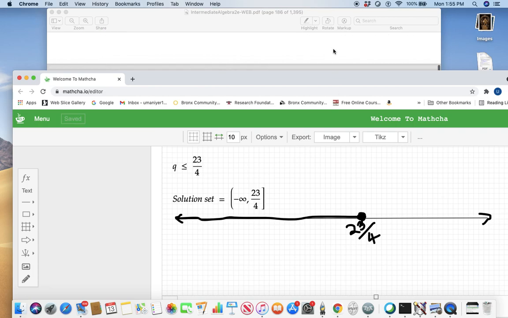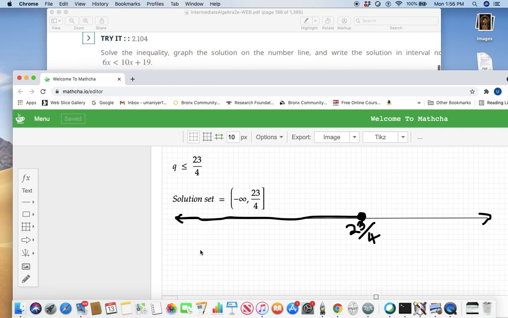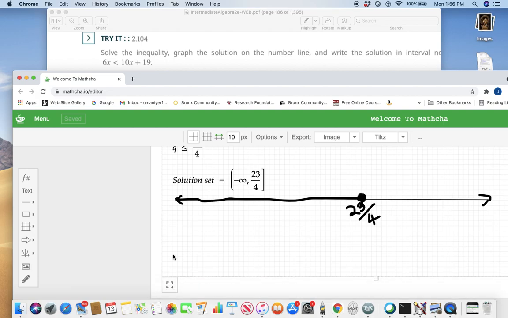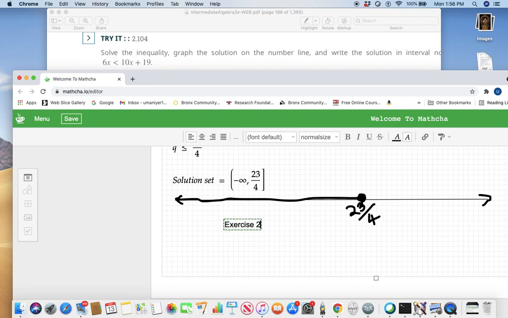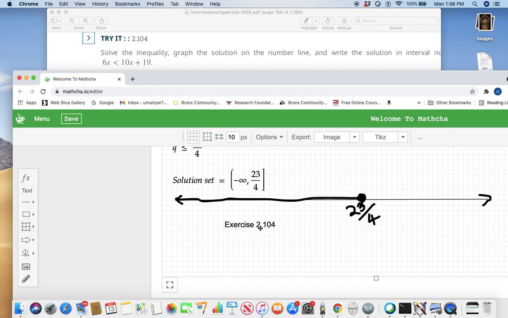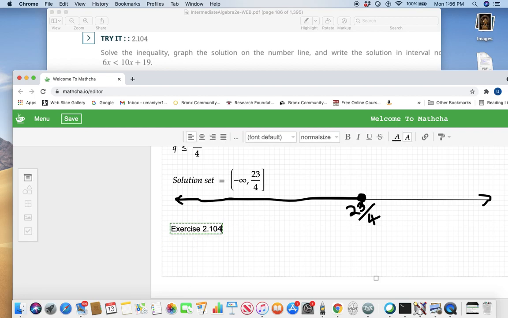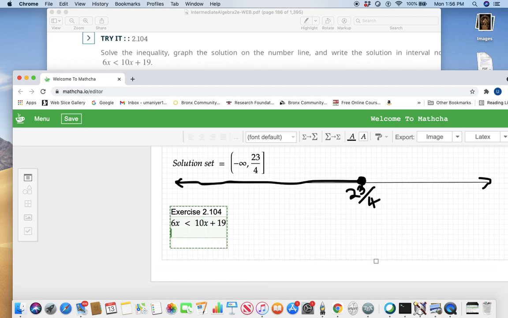Okay, let's try another example. Problem 2.104. The inequality is 6x is less than 10x plus 19. Well, I have an x here and an x on the two sides. So let's subtract 10x from both sides.